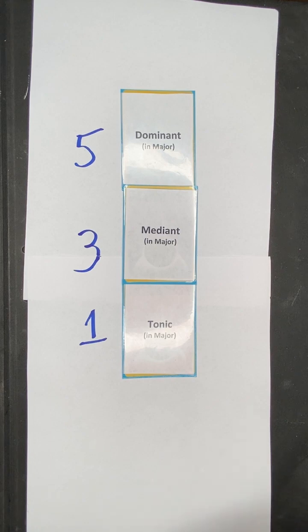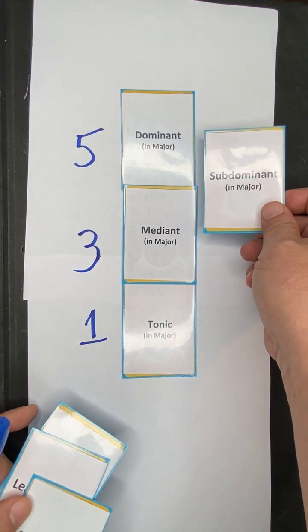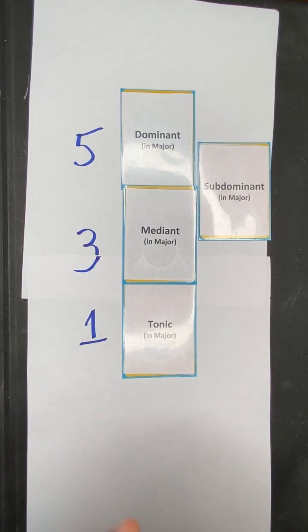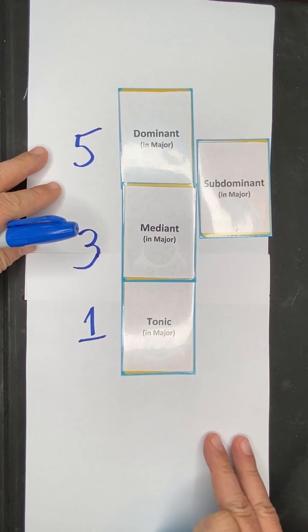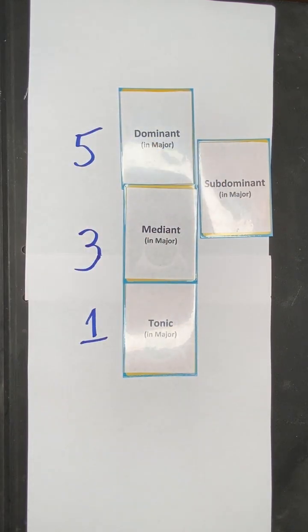Here's where the other words on these get confusing. And so I'm going to tell you what they are, but then I'm going to have you think of them in a different way. So subdominant is 4. Okay? Subdominant is 4. And you might think, well, that makes sense because sub means below the dominant. That's a way of remembering it. But I want you to just wait a minute because we have another chord called submediant, right?